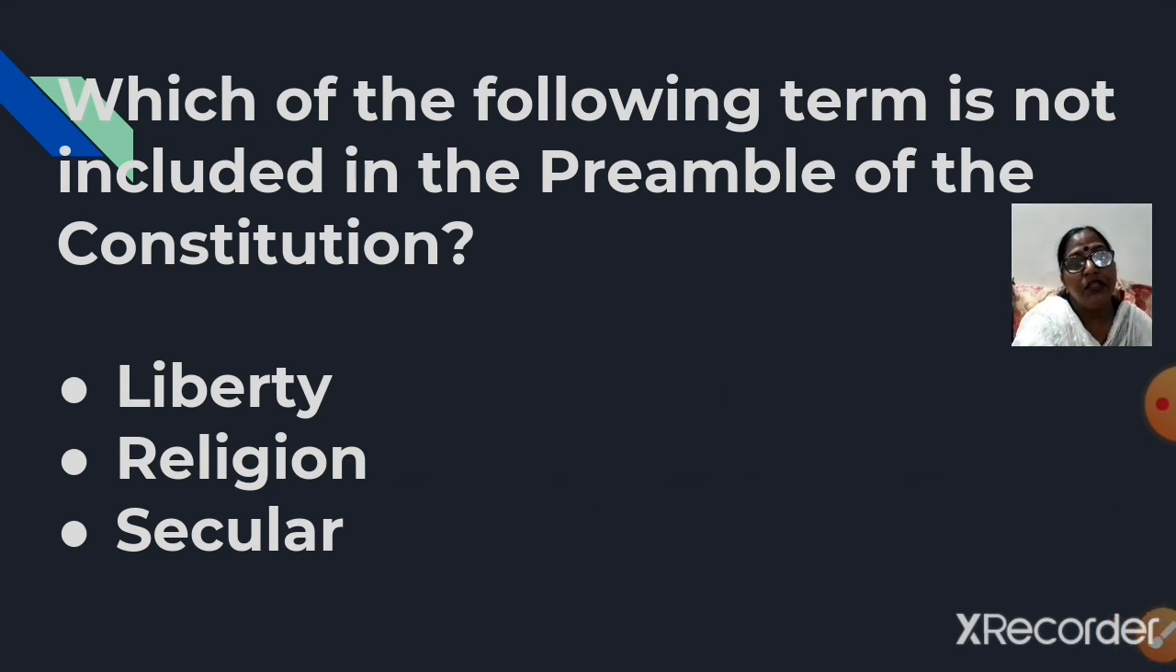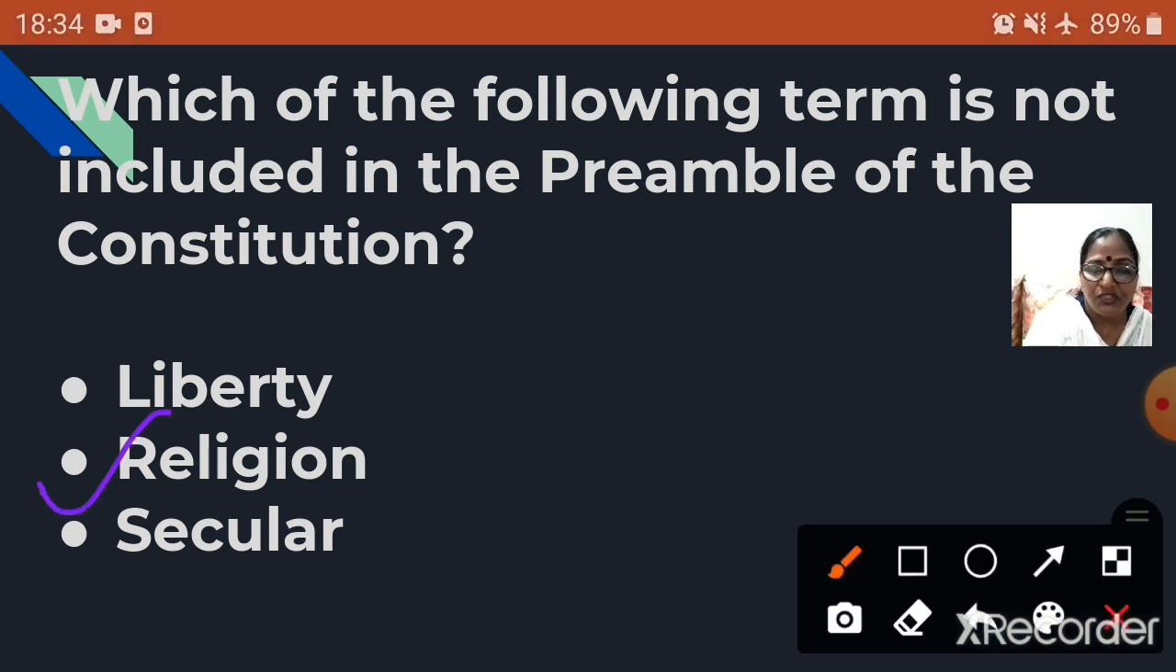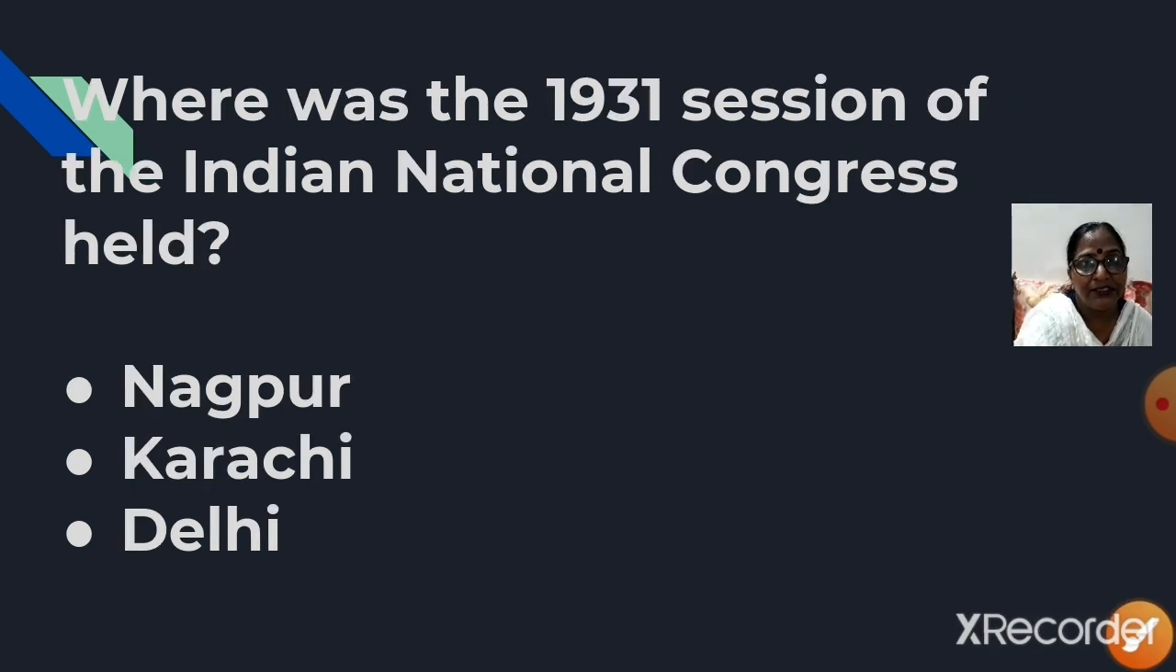Here it is. Which of the following terms is not included in the preamble to the Indian Constitution? And your options are liberty, religion, secular. The answer is religion. It does not mention anything about religion in our preamble. Shall we move on to the next?